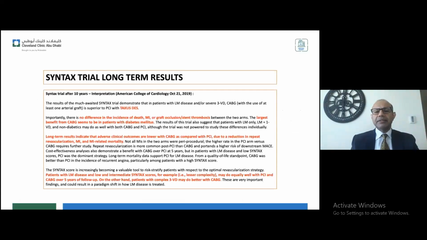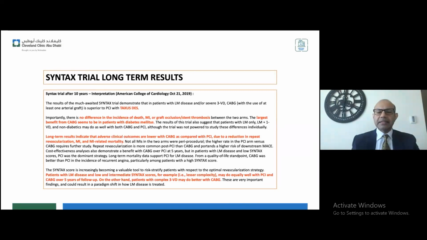So let's quickly examine the SYNTAX trial. That really is the only meaningful trial that has been investigated for an extended period of time and gives us a better sense of the durability of PCI. And I'm going to quickly touch base on some highlighted important issues. In this trial, the use of a single arterial graft was superior to PCI with Taxus drug-eluting stent. The other important thing that clearly came out was that the largest benefit of bypass seems to be in patients with diabetes. And long-term results indicate that adverse clinical outcomes are lower for CABG as compared with PCI due to reduction in repeat revascularization, myocardial infarction, and myocardial infarction-related mortality.